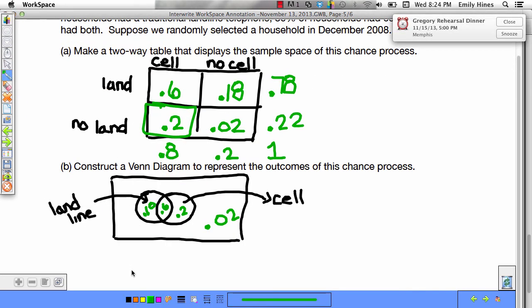So the notes have 3 questions on them. Let's go ahead and define our events, and I'm just going to write them over here to the side so that we can still see these. Let A be that the person has a cell phone, and let B be that the person has a landline.